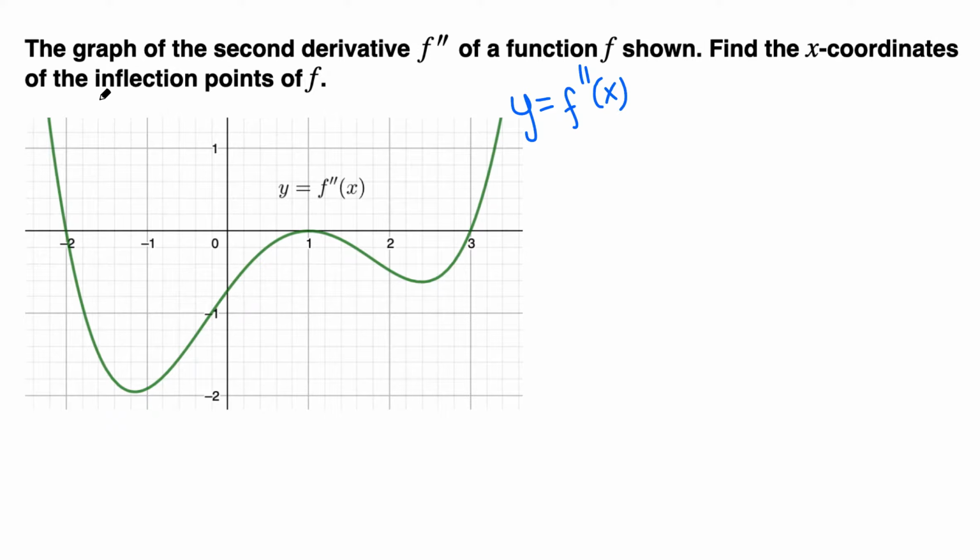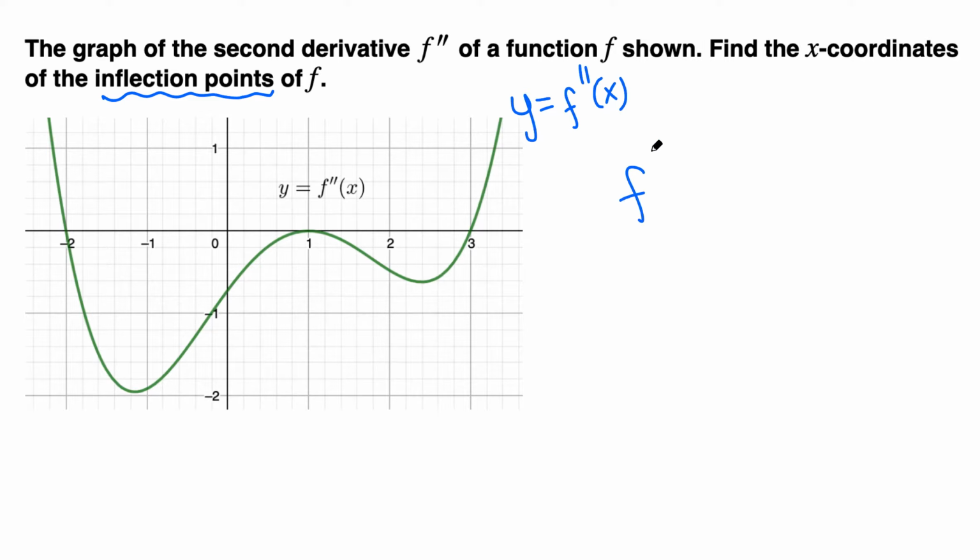So inflection points means the point where the concavity of a function changes from concave up to concave down or concave down to concave up. And since this is not the graph of the function, this is the second derivative function, we cannot find the corresponding y coordinates. Inflection point means x and y coordinates. We are only asked to find x coordinates.